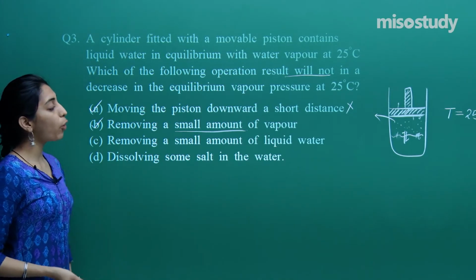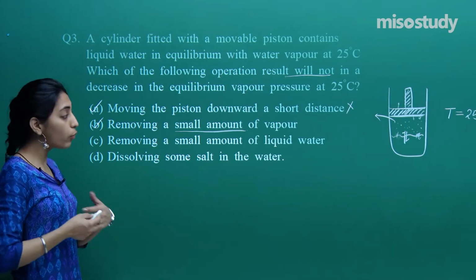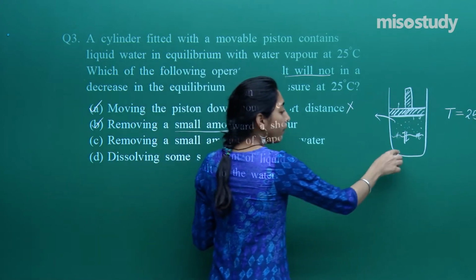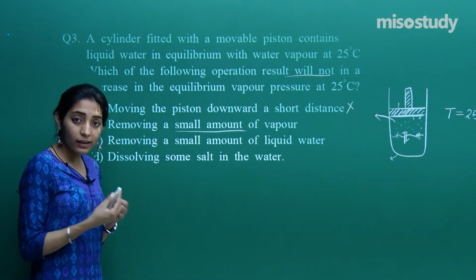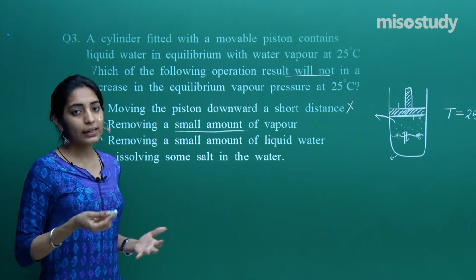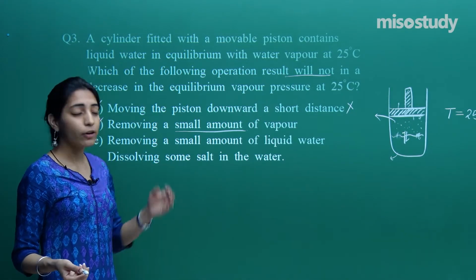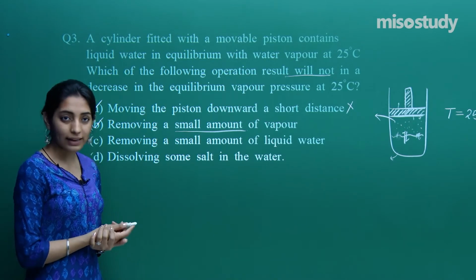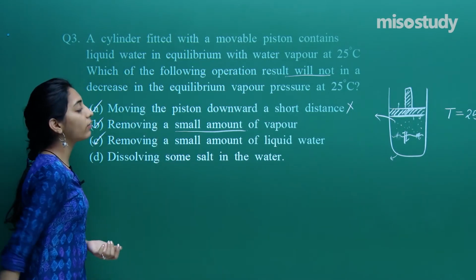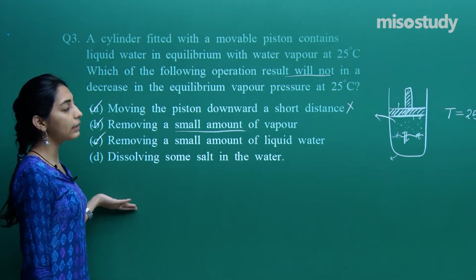Third is removing a small amount of liquid water. If you remove a small amount of liquid water, then once again the equilibrium will re-establish itself, so more condensation will take place and hence again the equilibrium will be established. So even this is not going to result in a decrease in the equilibrium vapor pressure.